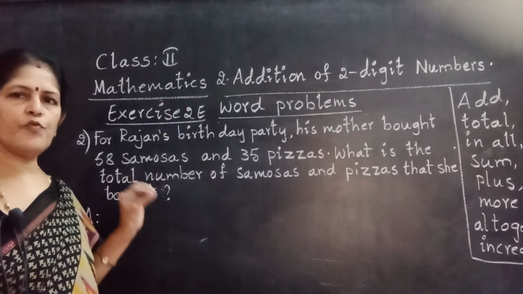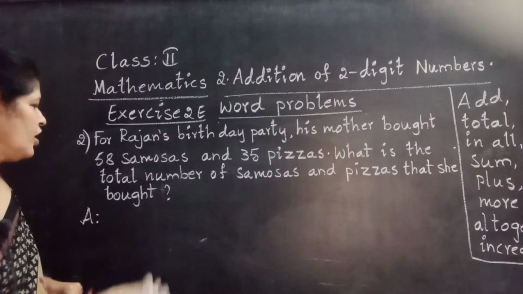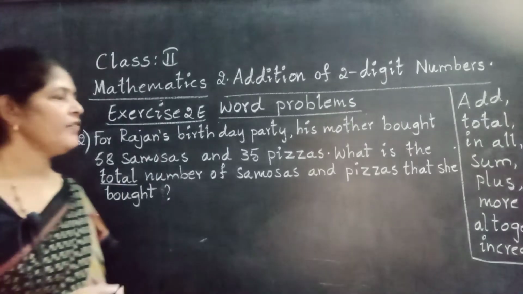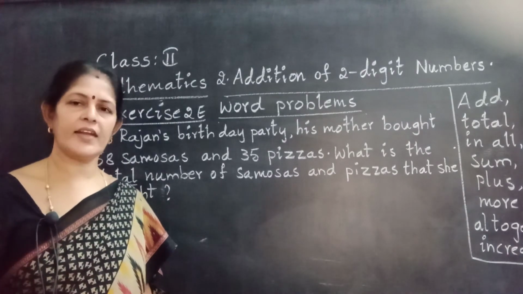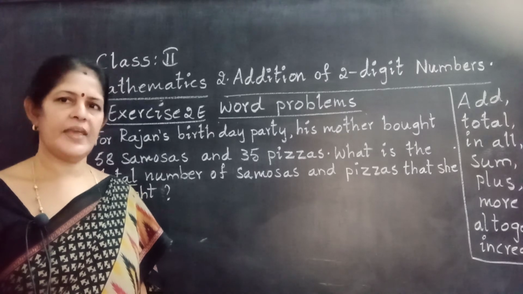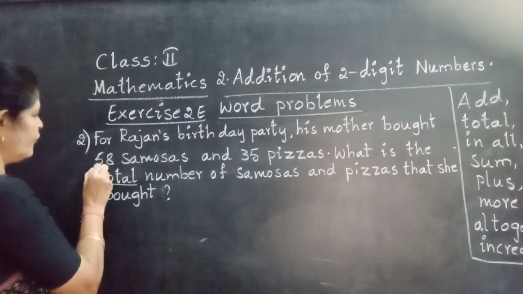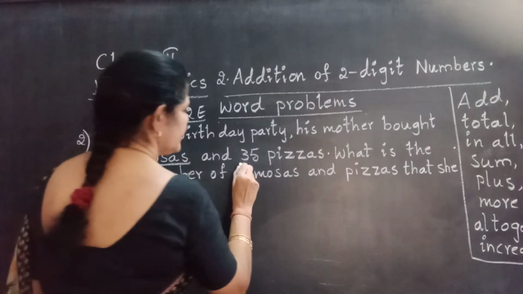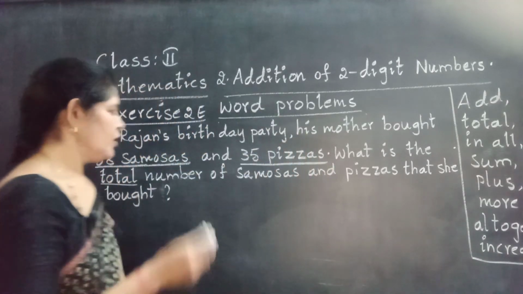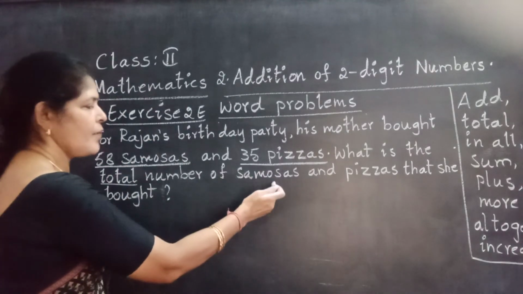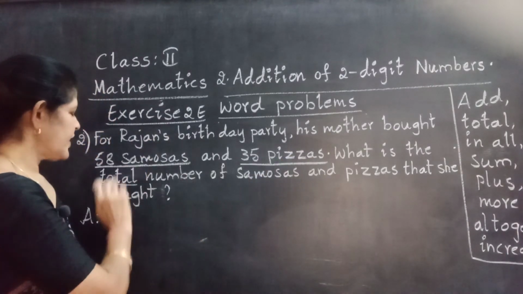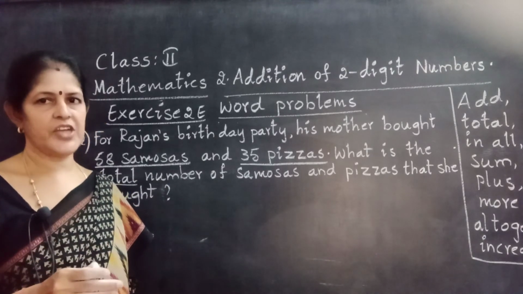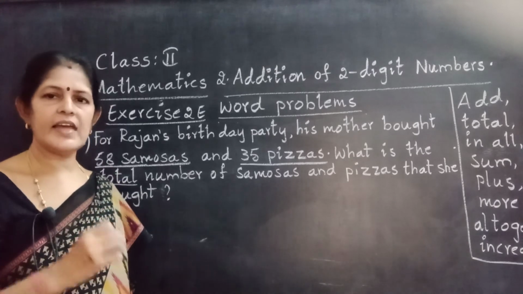What is the addition word in this question? Very good. Total. Underline that word first. Here they given in the question 2 food items. What are those? Samosas, pizzas. How many samosas? 58 samosas. Underline. How many pizzas? 35 pizzas. What is the total number of samosas and pizzas that she bought? Total. We get the total by addition. Here write the answer with words.